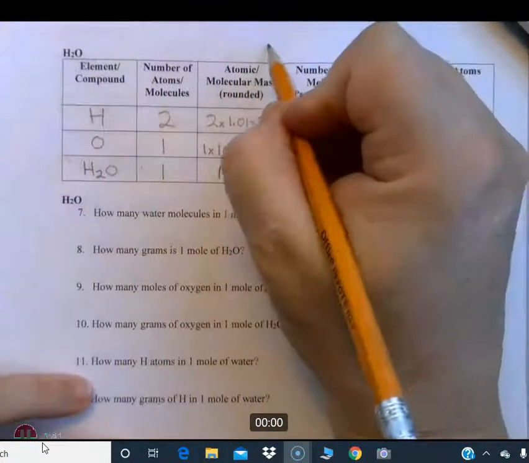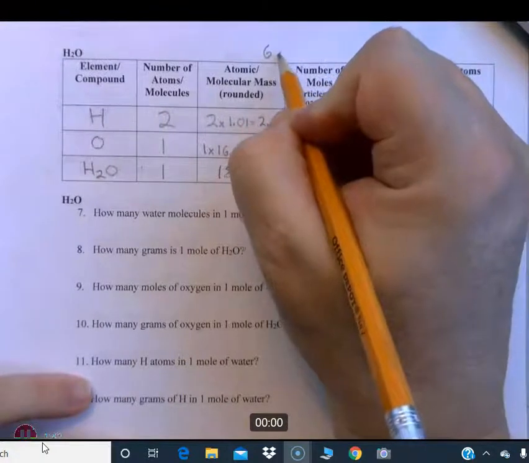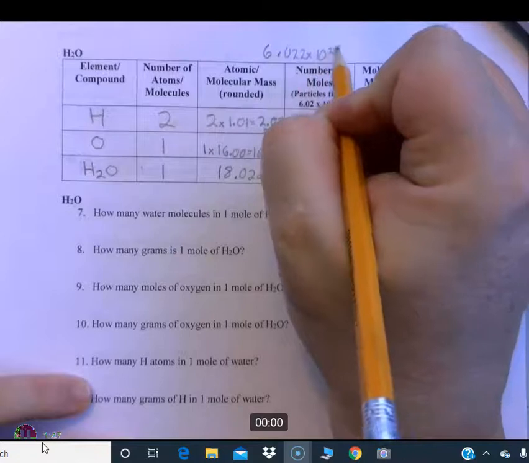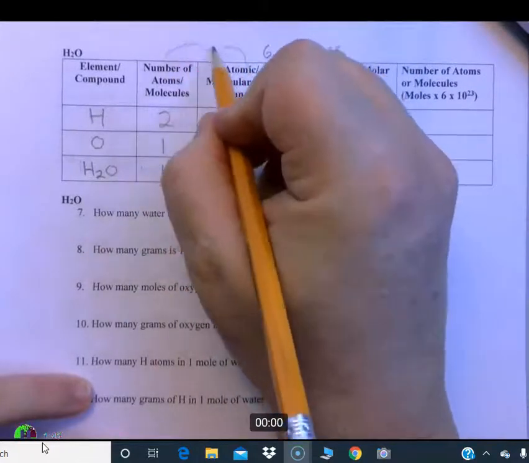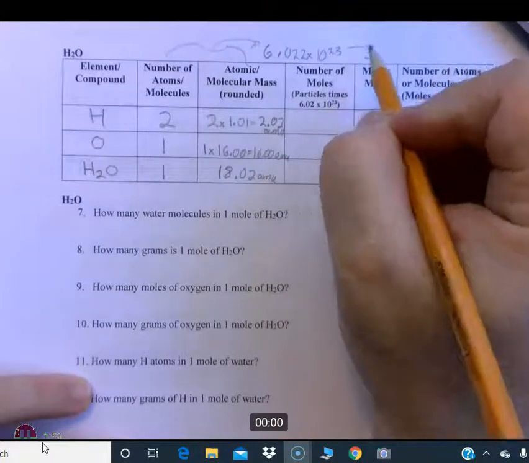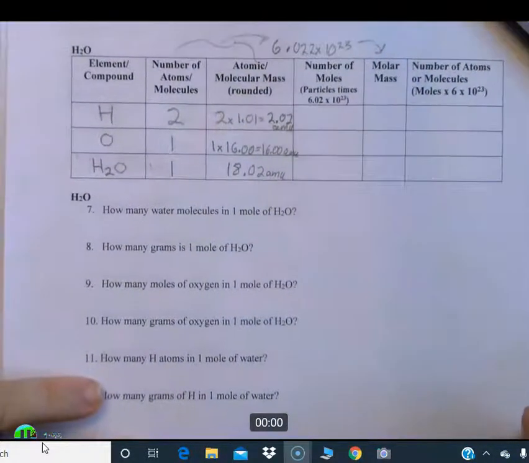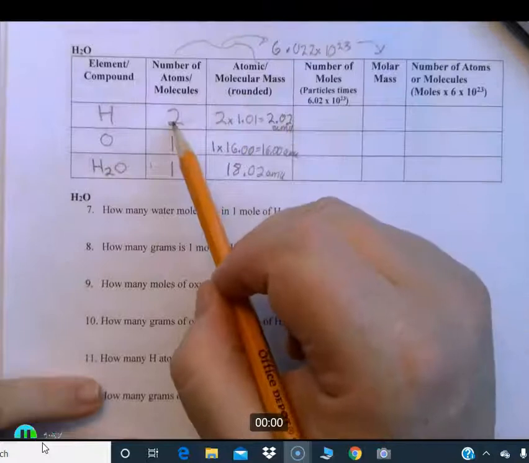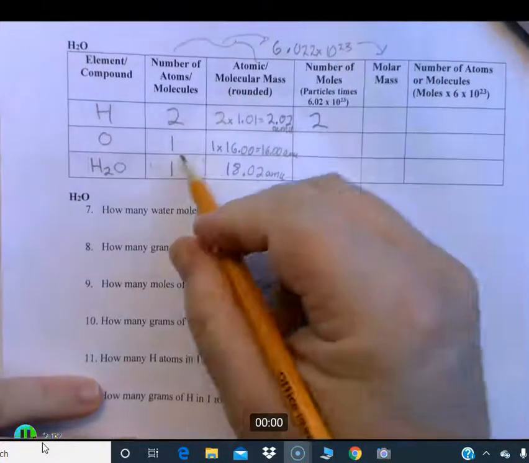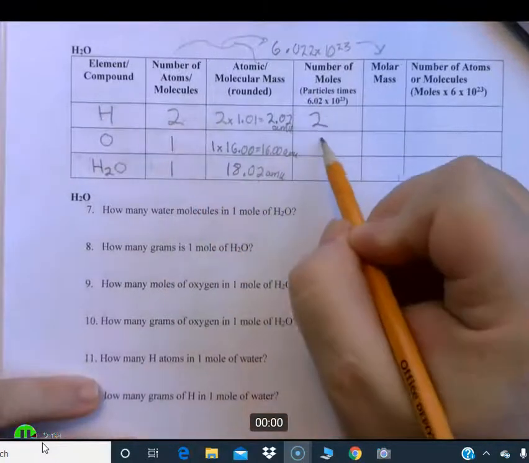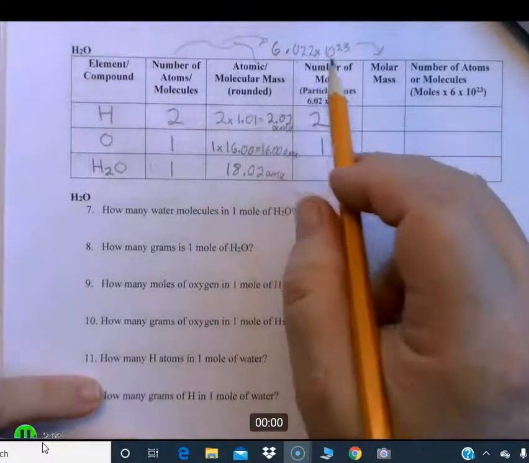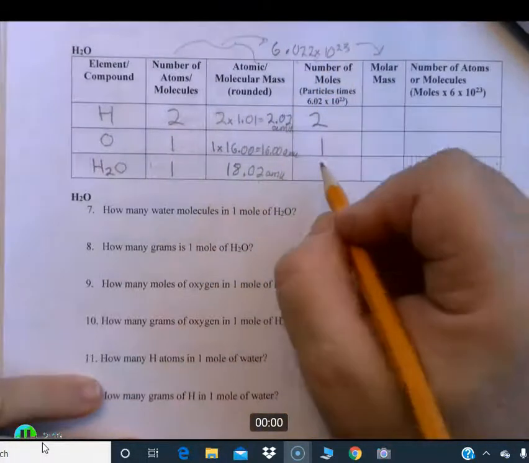So now what we're doing is we're multiplying everything over here by 6.022 times 10 to the 23rd. So everything that's here goes through that and now becomes moles over here. All right, so number of moles. Well, you had 2 atoms here. You have 2 moles here. You had 1 atom of oxygen here. You have 1 mole. You're just taking that 1 atom and multiplying it by that number to give us 1 mole. And then for the water molecules, same thing.